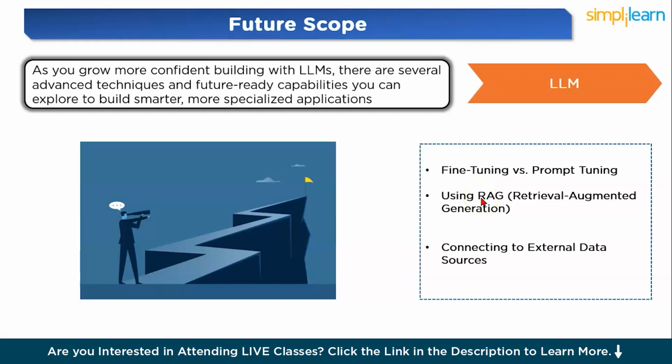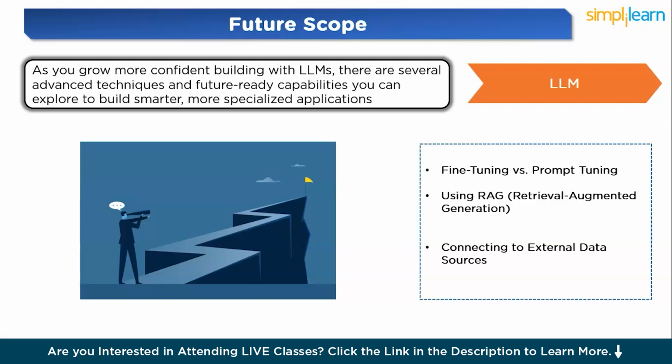RAG stands for Retrieval Augmented Generation. This basically combines the power of an LLM with a knowledge retriever. Instead of relying solely on the model's internal knowledge, RAG pulls real-time external data like PDFs, websites, or databases to provide grounded and up-to-date answers.